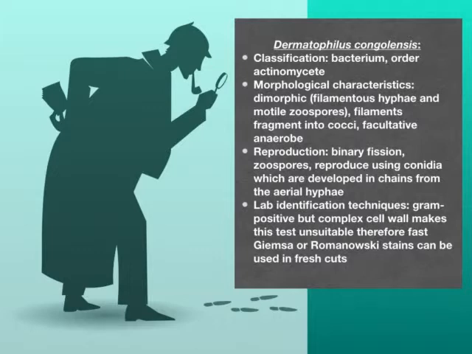In terms of reproduction, it undergoes binary fission, produces zoospores, and can reproduce using conidia, which are developed in chains from the aerial hyphae. For lab identification techniques, it is a gram-positive bacterium, but the complex cell wall makes this test unsuitable. Therefore, fast Giemsa or Romanowski stains can be used in fresh cuts.